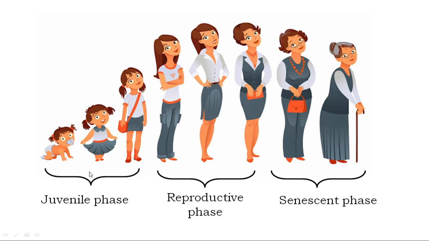this is called the juvenile phase, right? And at around 10, 11, 12 age, at that particular age, the individual attains puberty, right? And becomes sexually mature, right? That means at that particular age, he or she can reproduce, right? So that is the reproductive phase. Then afterwards, they will grow old and enter into the senescent phase, and finally they will die.